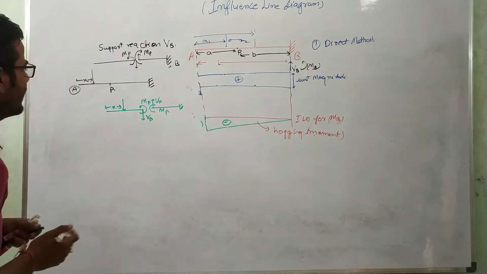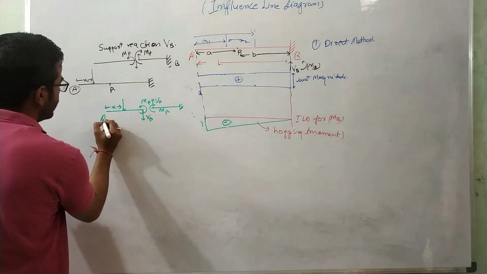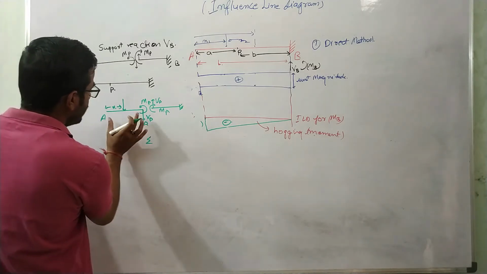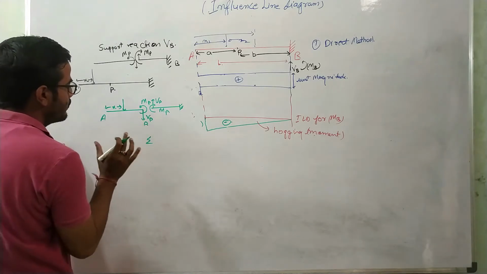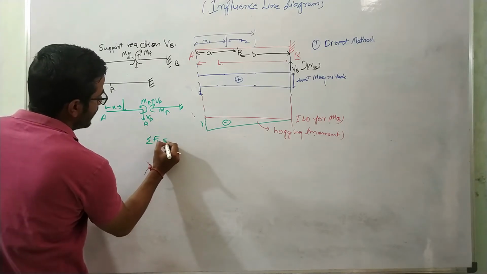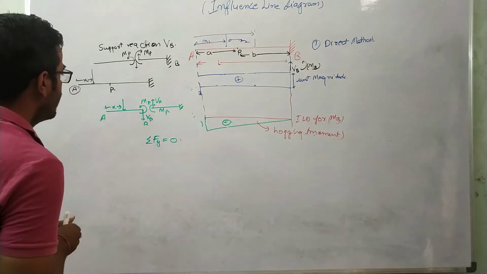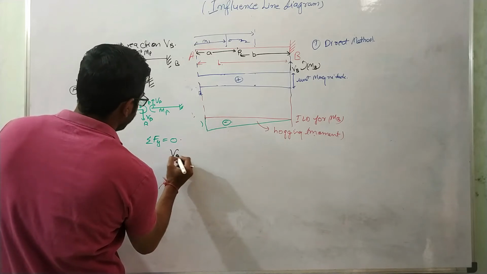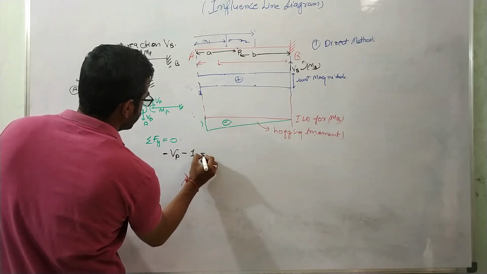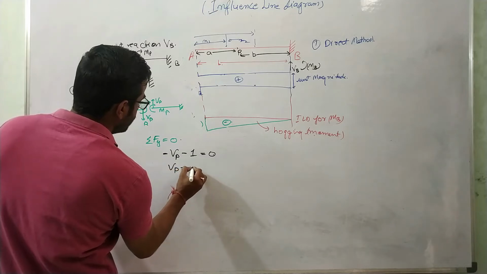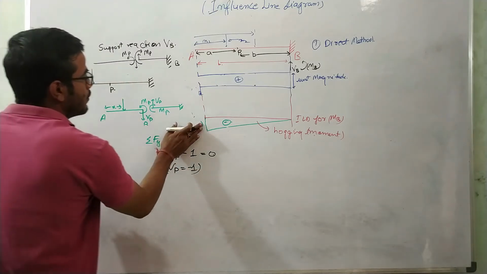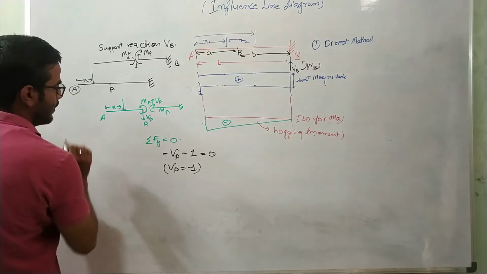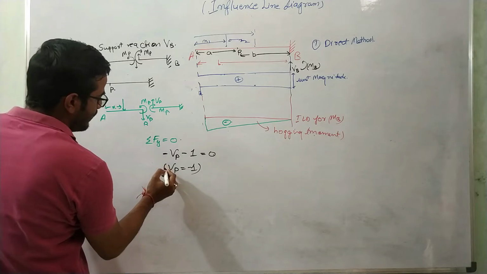Now you can see that if we take this portion of the beam, this AP portion, for the AP portion this element should also be in equilibrium. For that, summation Fy should be equal to 0. Now when this condition holds, I can write VP minus 1 equals 0. So I can write VP equals minus 1. Which means that when the unit load is acting at a distance of x from here, my reaction is minus 1.